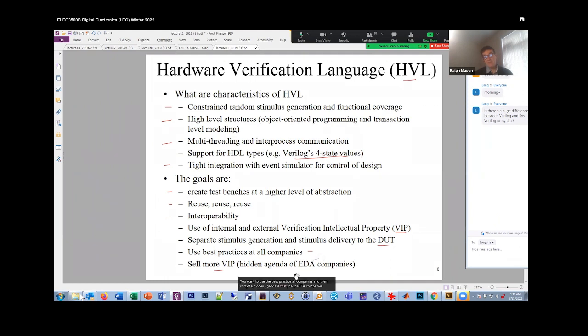companies. There are 2 major EDA companies, which are Synopsys, Mentor, and Cadence. And they want to sell you this VIP and IP. So their hidden agenda is to sell you more of this. So they love System Verilog. That's why they all got together and agreed to, okay, let's use this standard so that we can all sell products to companies, other companies.